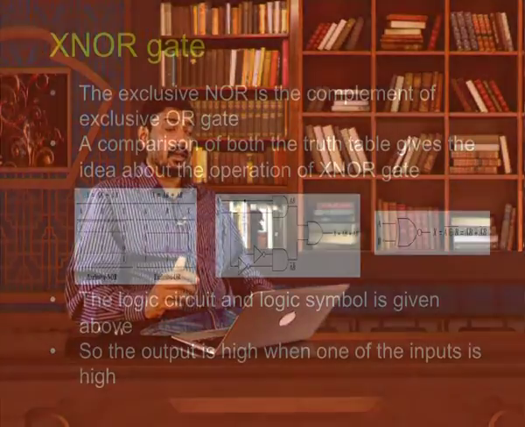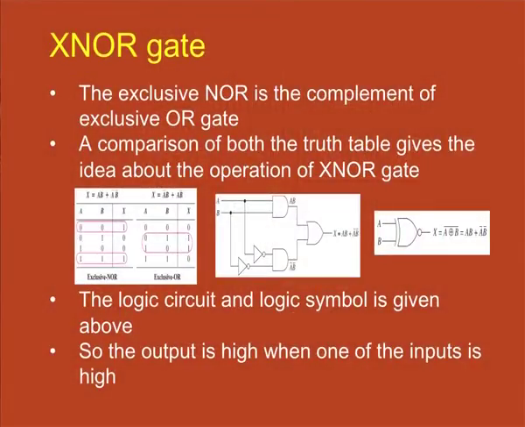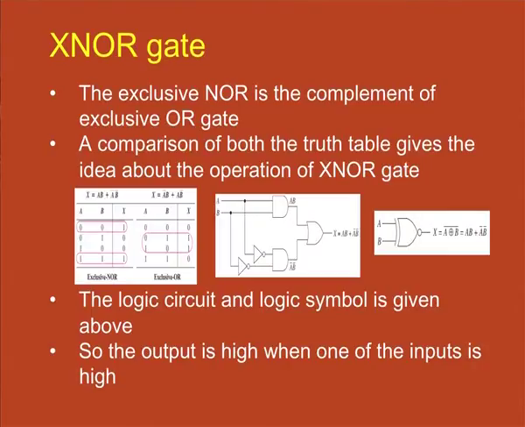The next type of arithmetic gate that we want to discuss is the XNOR gate. The exclusive NOR is the complement of the exclusive OR gate, meaning the output that one would obtain from an XNOR gate is the inverse of the output that one can obtain from an XOR gate. A comparison of both truth tables gives an idea about the operation of the XNOR gate. As you can see, we have the truth table for both XNOR gate and XOR gate in this slide. Here the output obtained in the XOR gate is opposite to the output obtained in the XNOR gate.